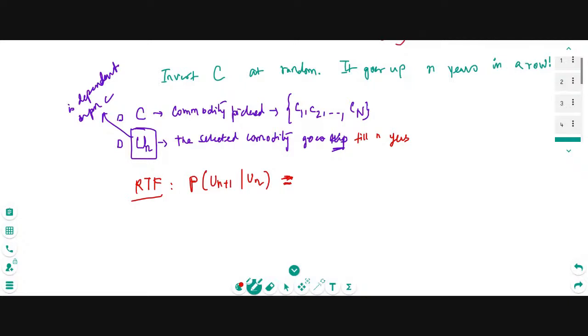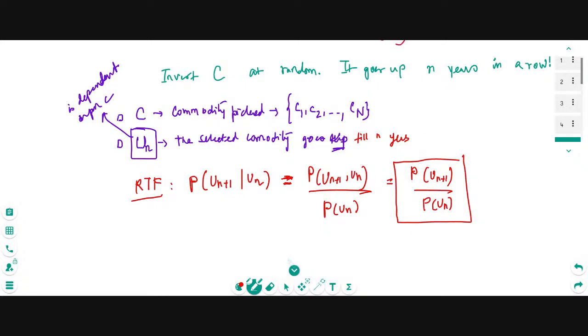So let's move ahead to what we are required to find out. We are required to find out the probability of U_{n+1} given U_n. Understand this is the same as the probability of U_n comma U_{n+1}, divided by the probability of U_n. Now U_{n+1} implies U_n, right? So it's the same as the probability of U_{n+1} divided by the probability of U_n. That is the probability that it will go up till the (n+1)th year, given that it has grown till the nth year.